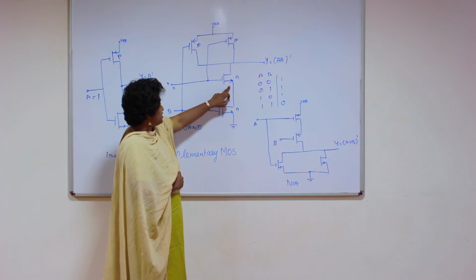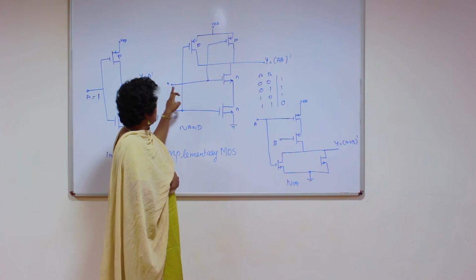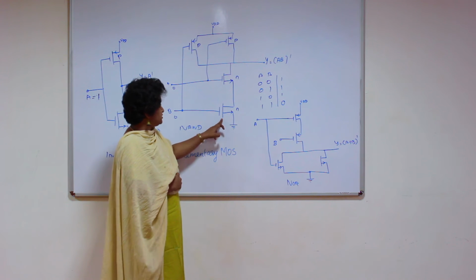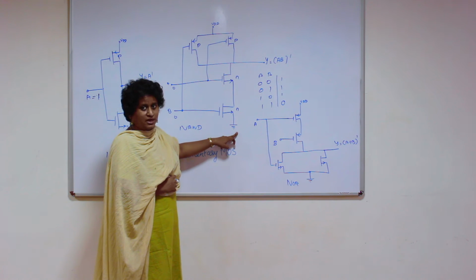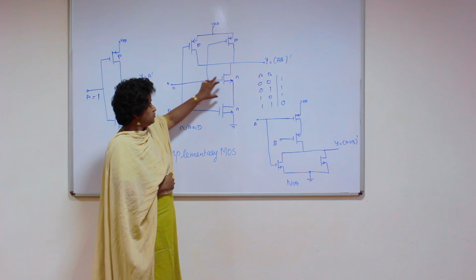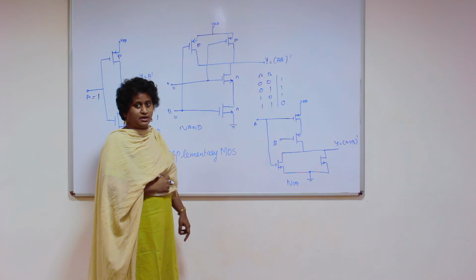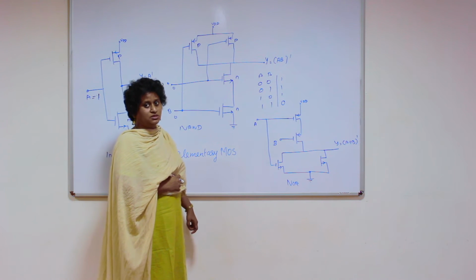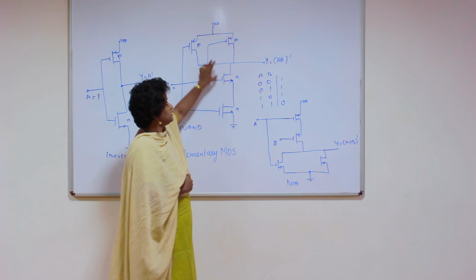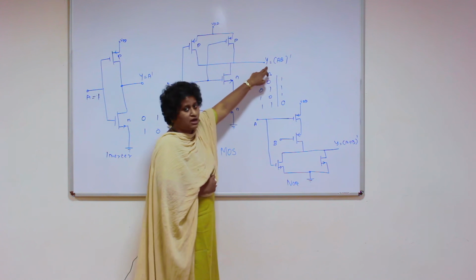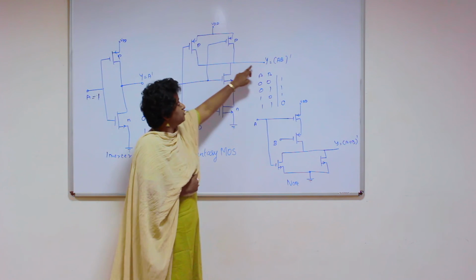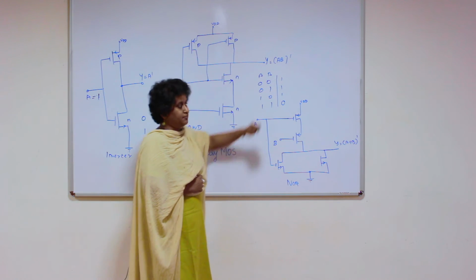And what about the N channel? Here the gate is 0 and here the gate is 0, and the source is connected to the ground. So in this case, both these N channel MOS will not conduct because the gate to source is 0. Since these two N channels don't conduct, your output is high. Your output is high because both these P channels conduct and the current flows.